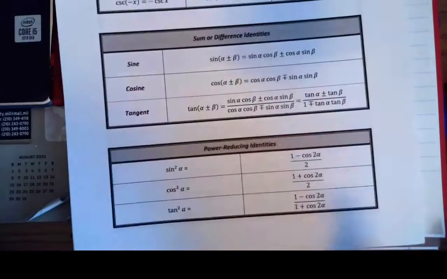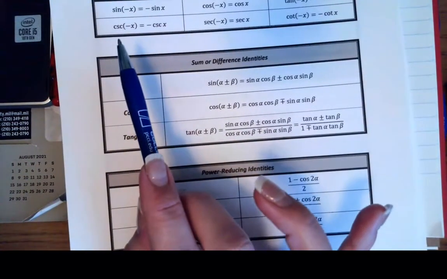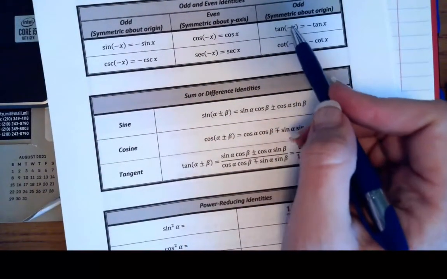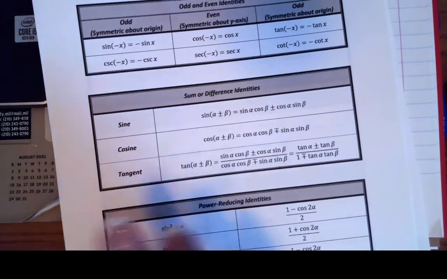So what is an odd function? An odd function is going to be sine and its reciprocal, which is cosecant, and then tangent and its reciprocal, which is cotangent. So the only even ones are cosine and its reciprocal.